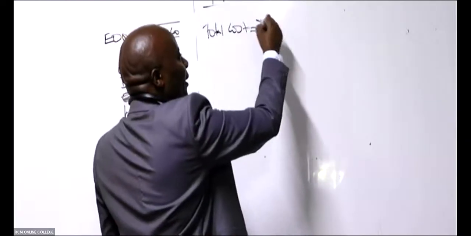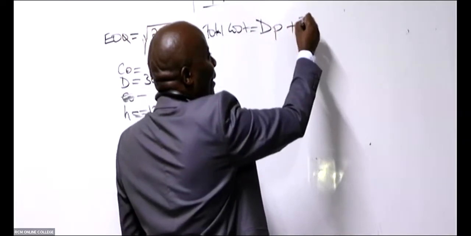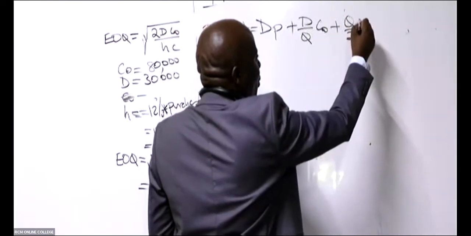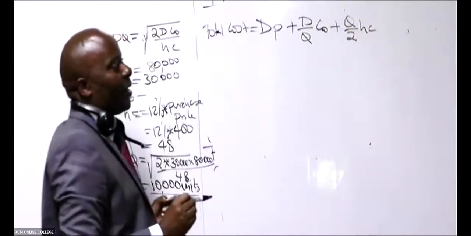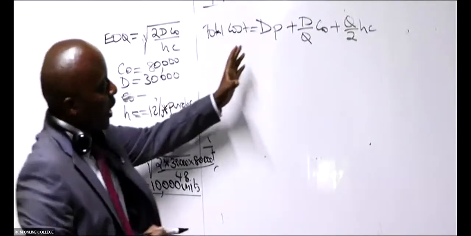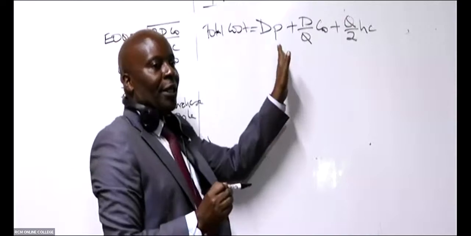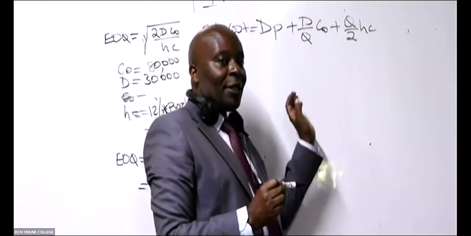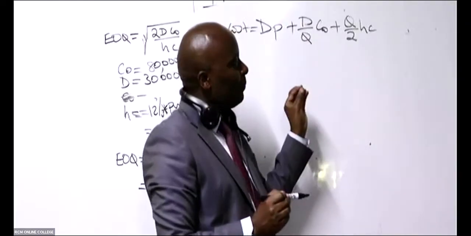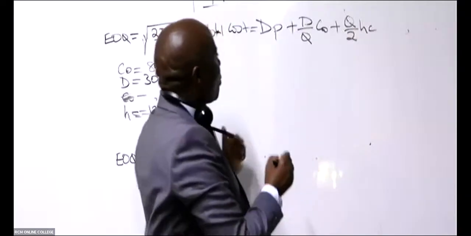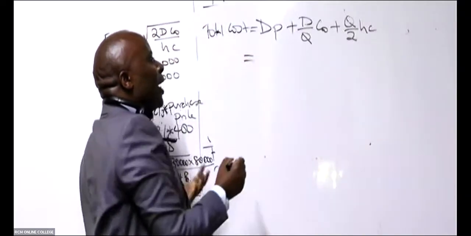DP. So you take DP plus D over Q times CO plus Q over 2 times HC. Total cost equals annual demand times price per unit, plus annual demand divided by the Q you have gotten, times the cost per order, plus that EOQ you have gotten divided by 2 times HC. So in this particular case, what is the annual demand?